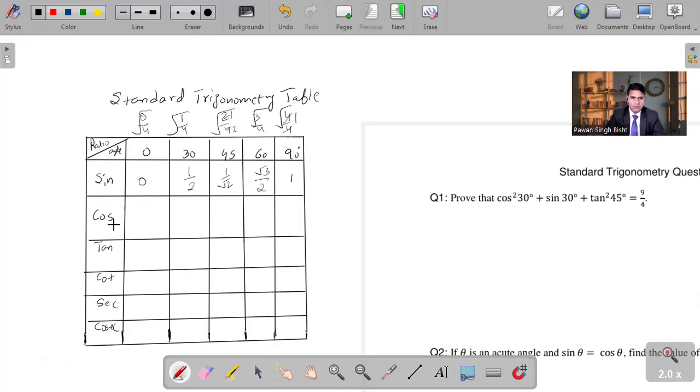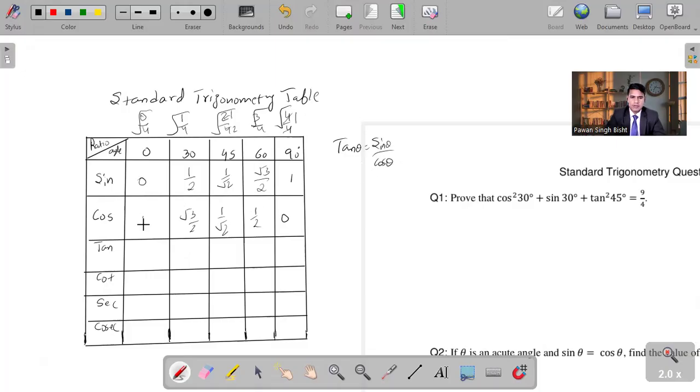Now to get the value of cos, you write them in reverse order. So we write 1, root 3 upon 2, 1 upon root 2, 1 upon 2 and 0. So we got the values of cos. Now tan. The tan formula is sine theta upon cos theta. If I write tan theta, it is sine upon cos.